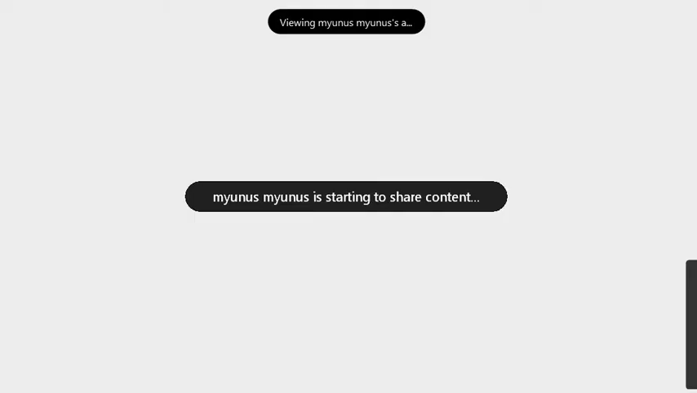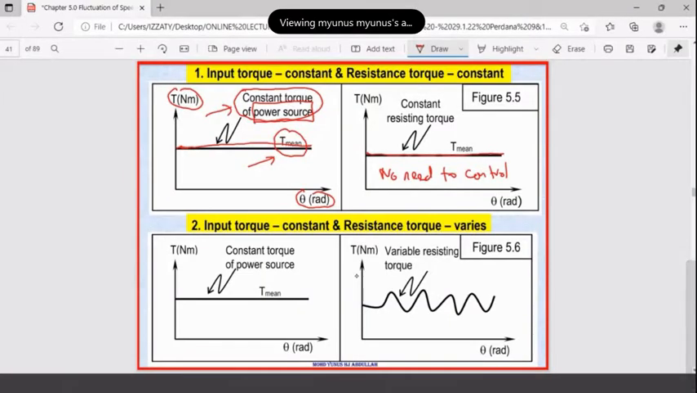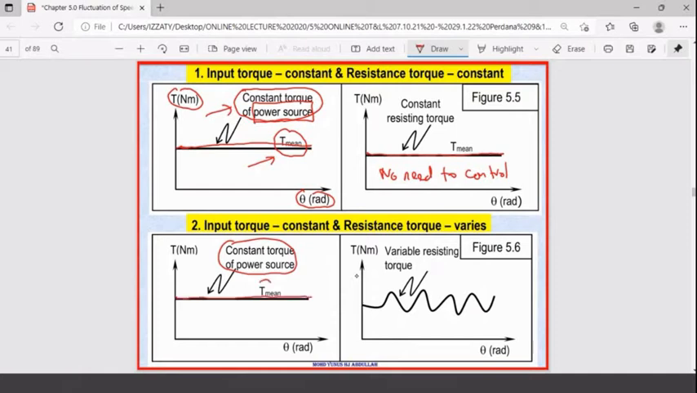Okay, look at the next one, figure 5.6. You have the input torque constant. Again, we are referring to the turning moment diagram. Constant, and we call it T-min from the input. The other one, you have variable torque, which keeps varying. This one is variable resisting torque. When you have constant input torque and variable resisting torque, you find this one coming from a motor. Remember, motor drives machine.